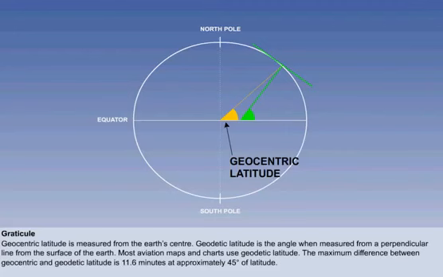Latitude measured in this manner is called geodetic latitude, and is the standard method used when producing most aviation charts. The actual difference in geocentric and geodetic latitude is very small, the maximum value being just 11.6 minutes. This occurs at approximately 45 degrees of north and south latitude.